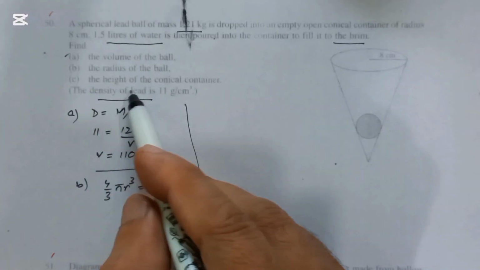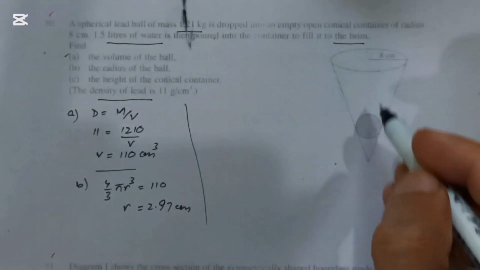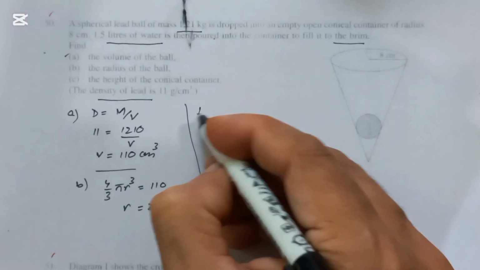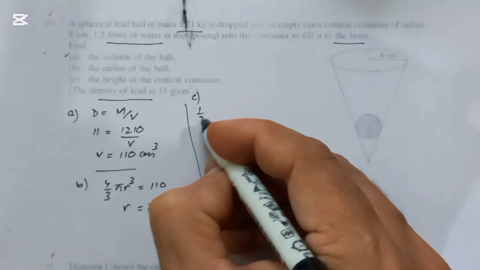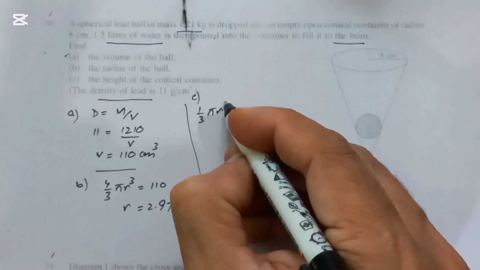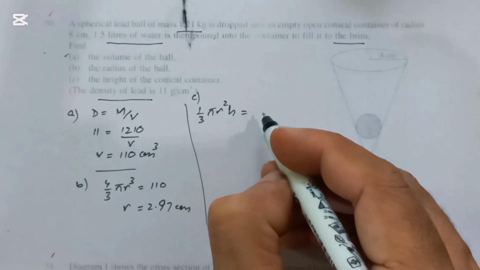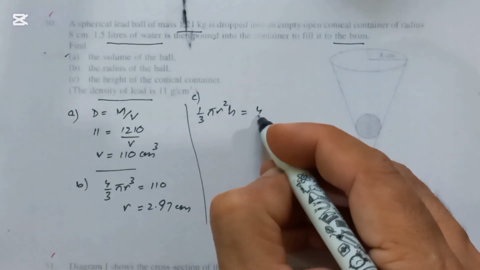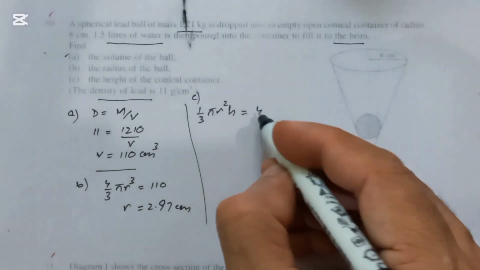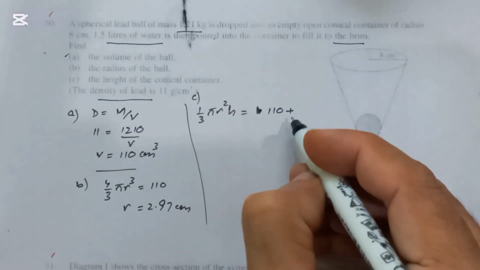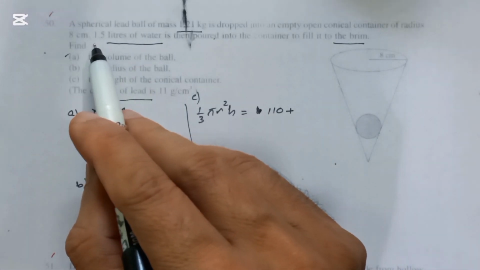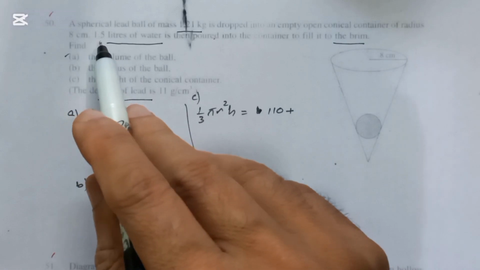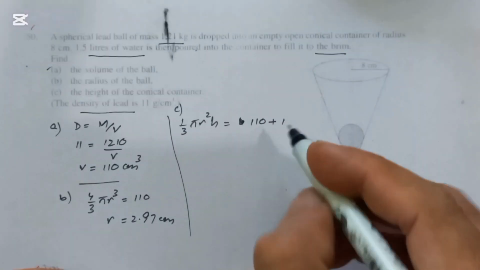C part is find the height of the conical container. Okay. Now the volume of the full cone. Volume of the full cone 1 by 3 pi r square h is equal to the volume of the sphere in it. That will be equal to, volume of the sphere is given, that is 110, plus 1.5 liters of the water is also poured in it. So 1.5, 1500.